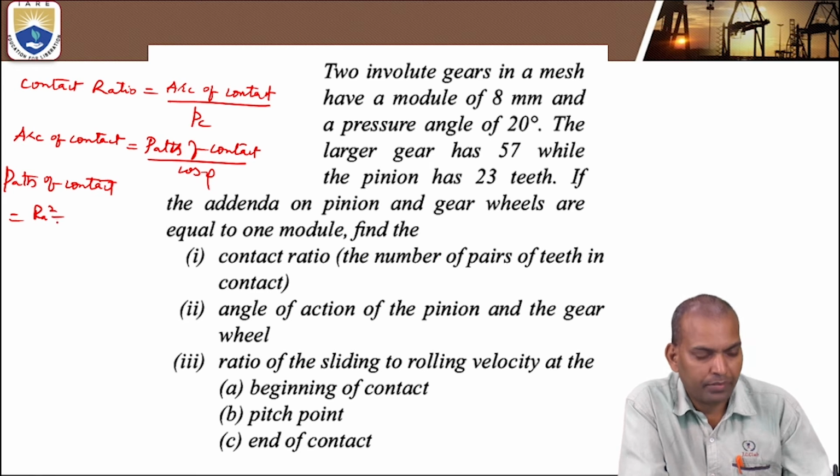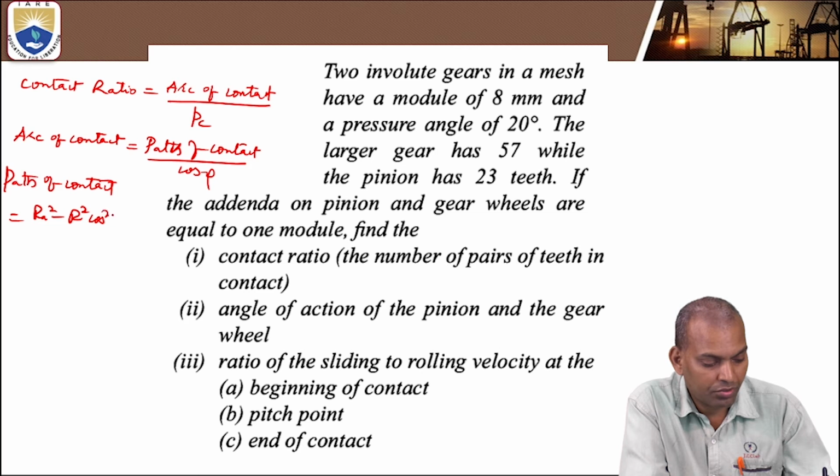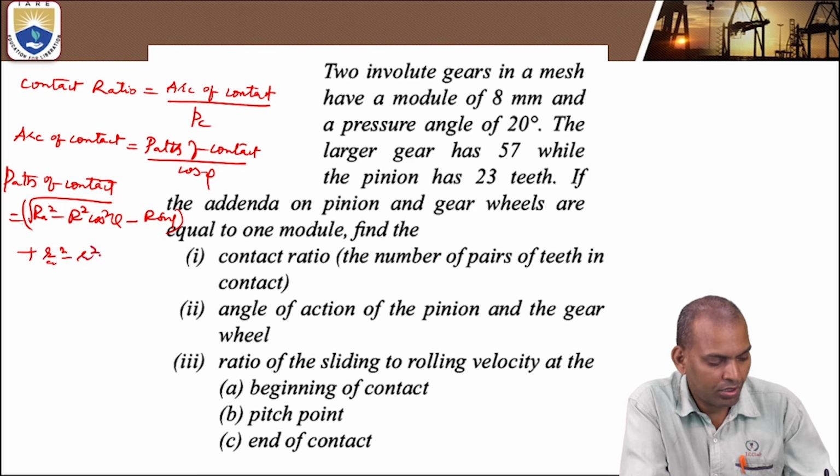That is, square root of Ra square minus R square cos square phi, minus R sin phi, plus square root of small ra square minus small r square cos square phi, minus small r sin phi.